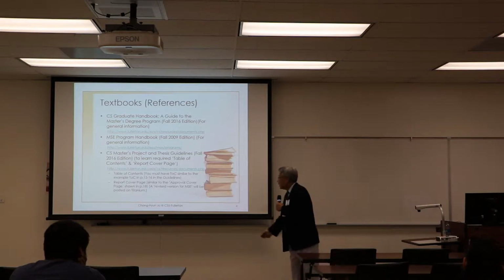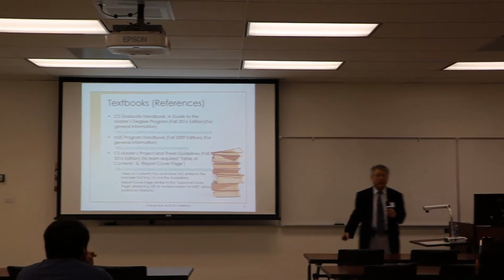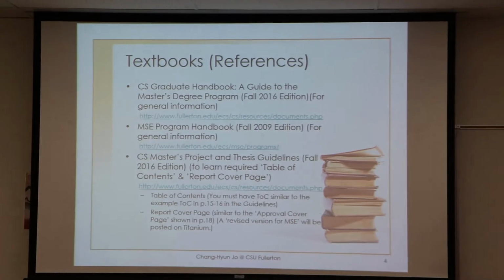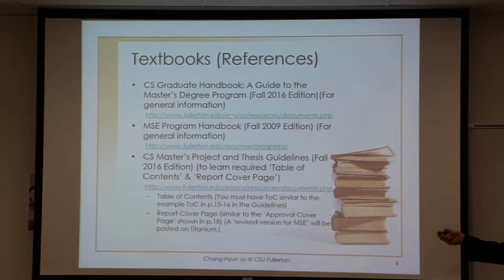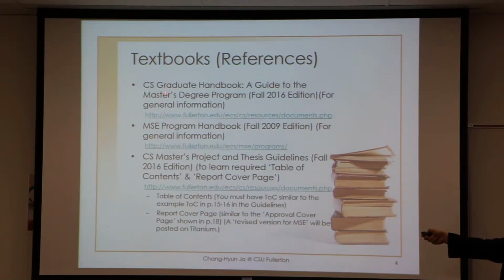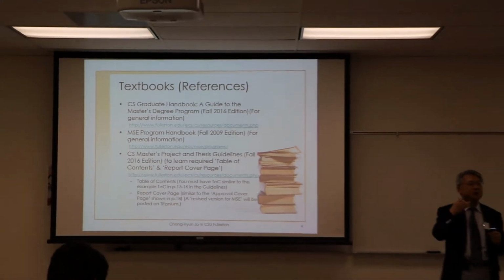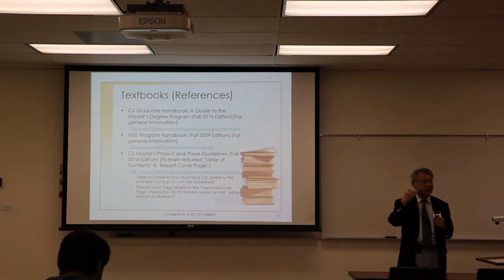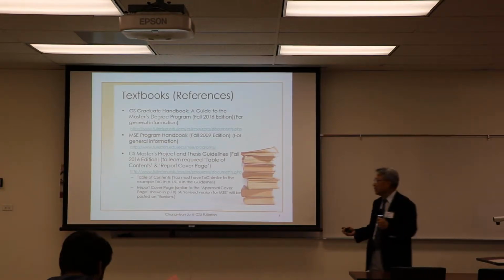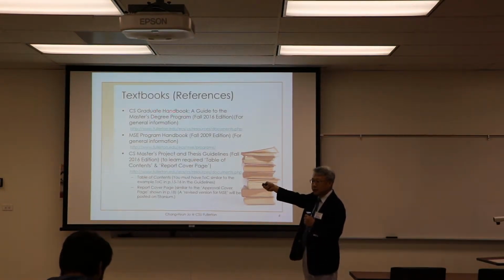Okay, and these are the required books, required materials you have to read. These are available freely through the computer science website. So the first one is the computer science graded handbook. It describes general information for the graded activities. And the second book is the MSE program handbook. It describes more specifically related to the MSE program than the general computer science program.